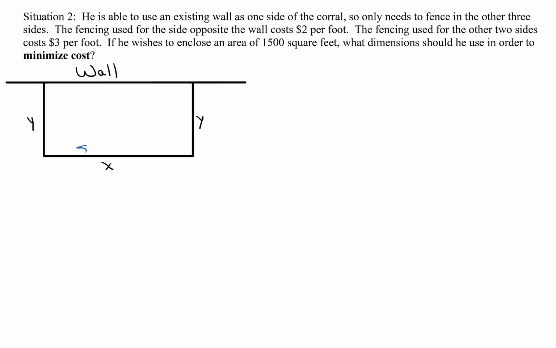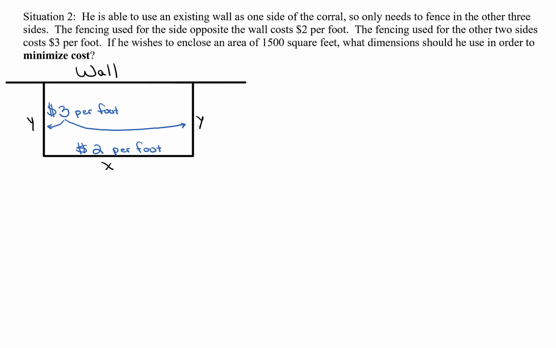I'm also going to write down on the side with the X, $2 per foot, because I know that side is going to cost $2 per foot. And on the sides next to it, the Y's, I'm going to write $3 per foot. I'm going to draw an arrow pointing towards both of the Y's so I know that both of those sides are going to cost $3 per foot. Now that we have drawn our picture, we are ready to come up with our equations.